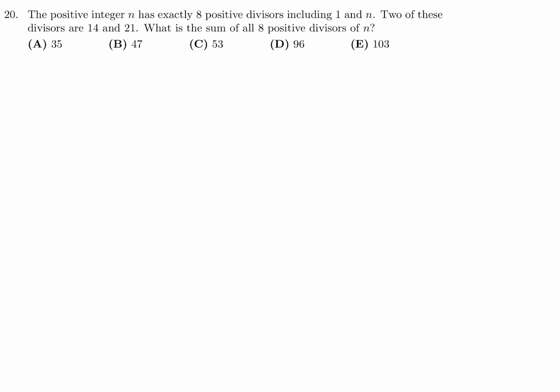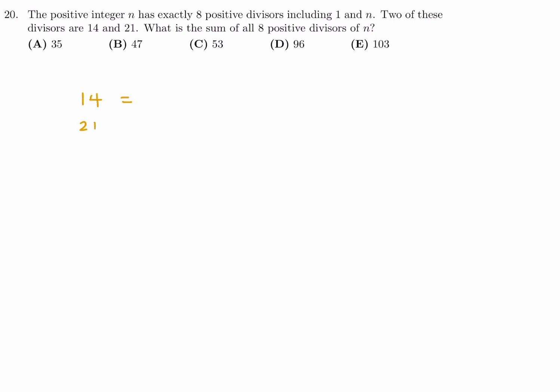The positive integer n has exactly 8 positive divisors, including 1 and n. 2 of these divisors are 14 and 21. What is the sum of all 8 positive divisors of n?